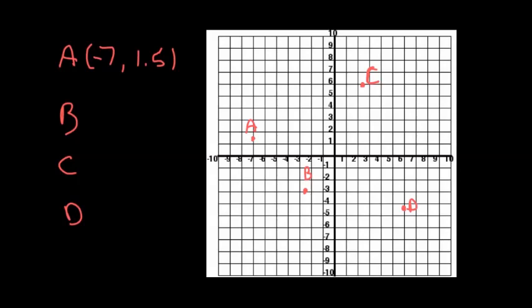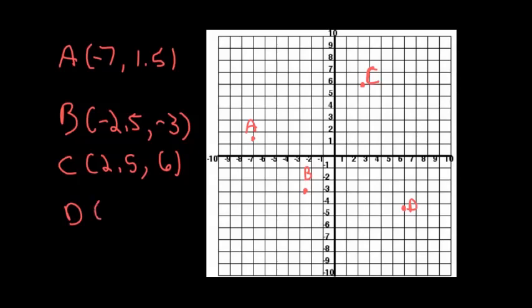So B, we'd go over left 2 1/2. So that's going to be -2 1/2. And then we're going down to -3. For C, we're going right 2 1/2, so that's going to be a +2 1/2. And we're going up to 6, so your y coordinate would be 6. And then for D, we're going right 6, and then we're going down 4 1/2, so that's going to be -4 1/2.